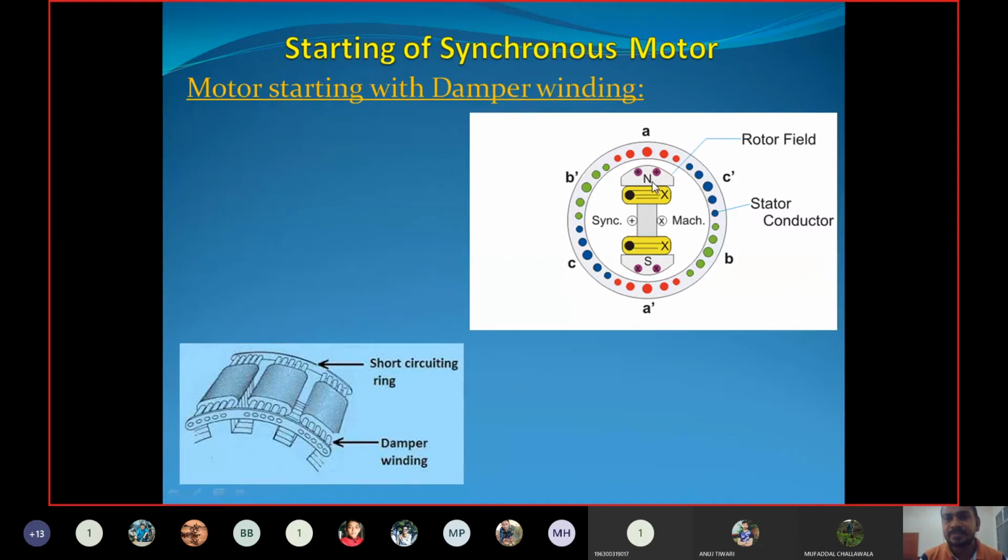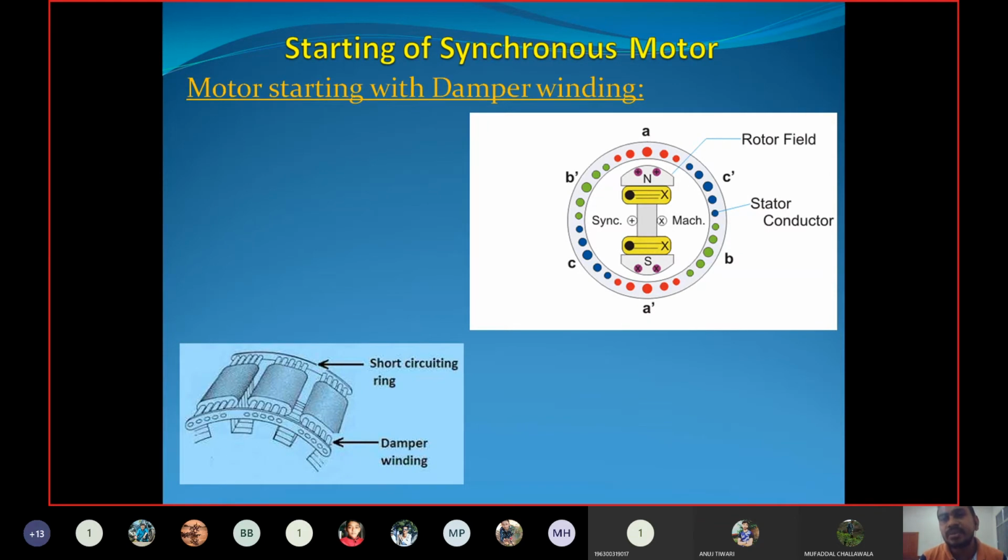Now at that time, here is the damper winding. So this motor operates as a squirrel cage induction motor. What happens? The rotating magnetic field is produced. This rotating magnetic field is cut by the conductors, so EMF is generated. These conductors are short circuited, so current is produced, and due to it force is applied. And due to it the rotor starts to rotate in a clockwise direction. But up to this point this motor operates as a squirrel cage induction motor.